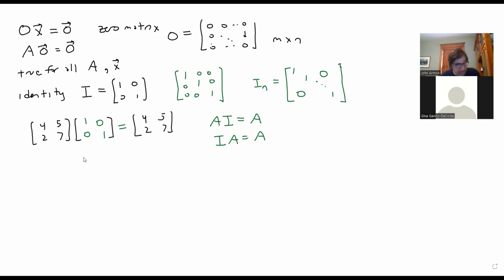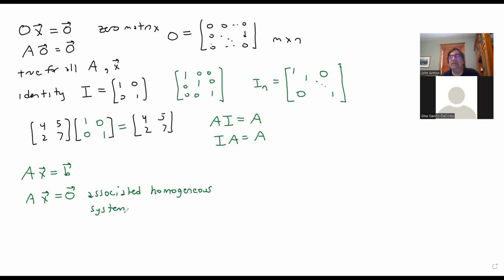All right, so let's take a look at this result right here. Let's go back and consider our system AX is equal to B. If you look at this system, this is the associated homogeneous system. So everything is the same for matrix A, same variables, except now instead of your last column just being some numbers, they're all going to be 0. So it's the associated homogeneous system to the original.